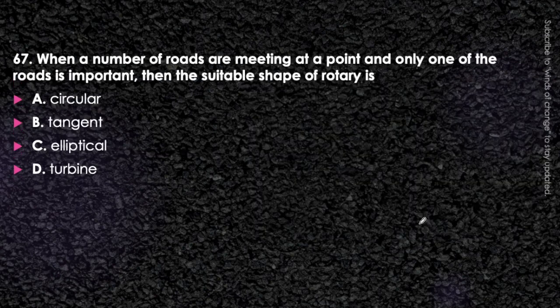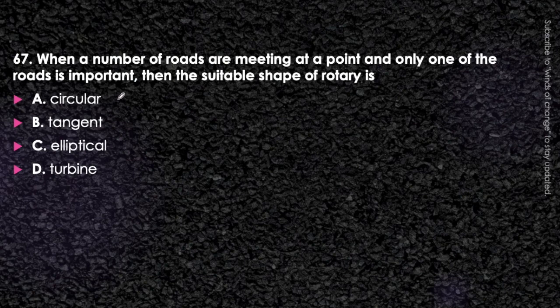Okay. Next question. When a number of roads are meeting at a point and only one of the roads is important, then the suitable shape of the rotary is circular, tangent, elliptical or turbine. There is only one road which is important and there are so many roads meeting with each other, then which type of rotary will we prefer? Think about it. Obviously it cannot be circular.